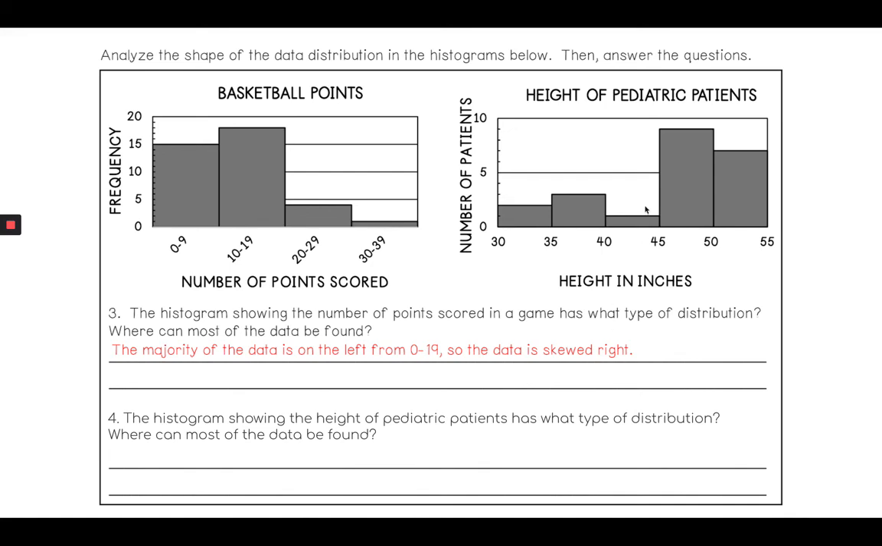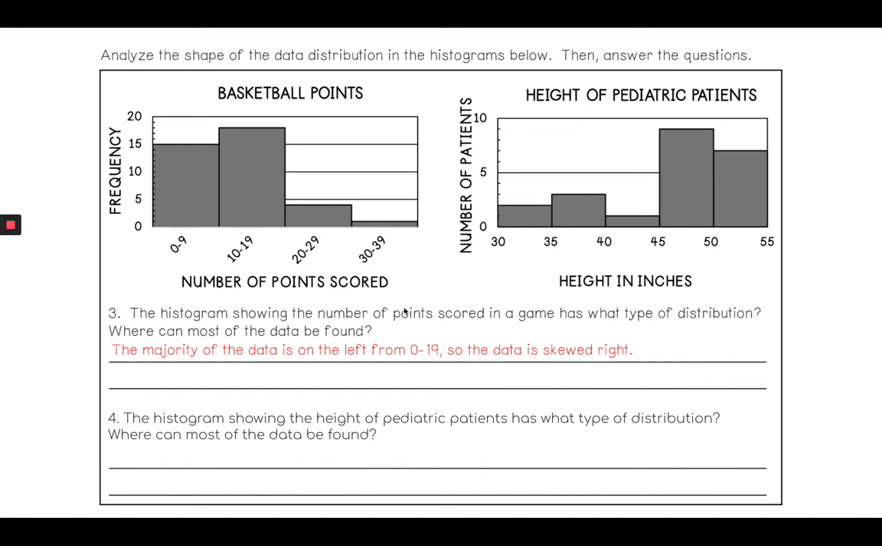Now, looking at the pediatric patients here, if I look at this one, it tells me the height in inches. So this is the height of the people in inches. And this one says the number of patients that they put on this data. So it looks like there's 2 people that were between 30 and 35 inches in height. Now, it says pediatric, so that's going to be children, because if someone's 30 inches tall, that's really sad because that's very, very short. But yeah, so if we do that, then we have 35 to 40, 40 to 45, 45 to 50, and so forth.